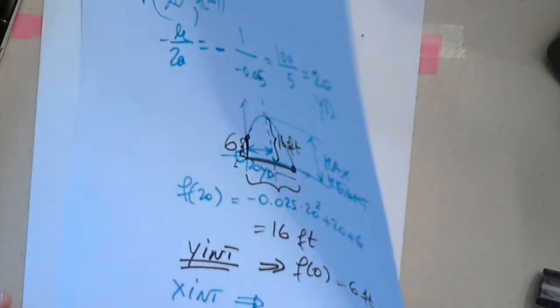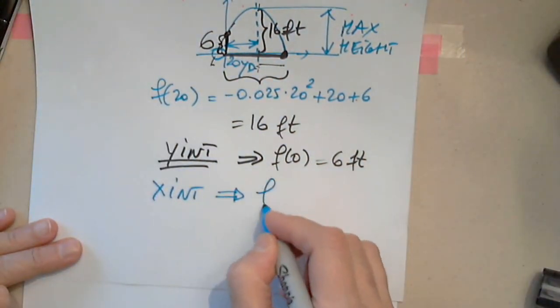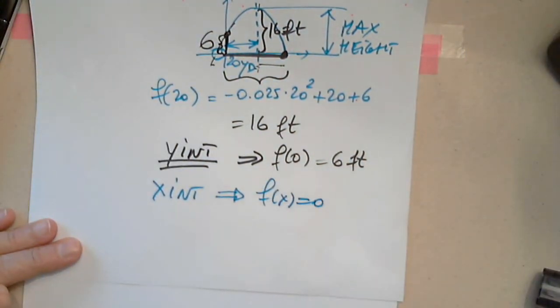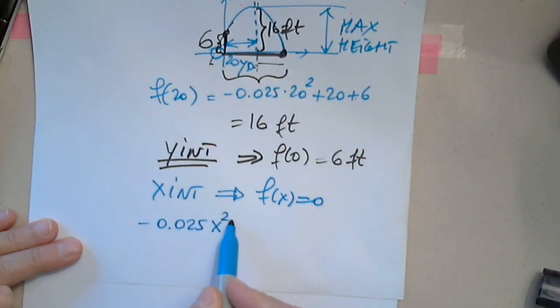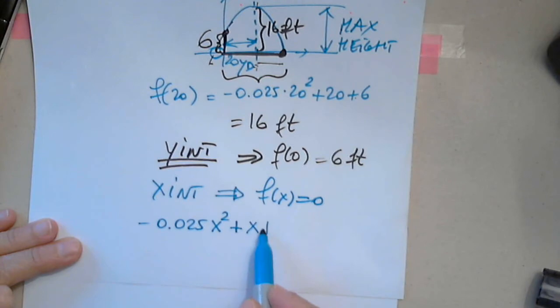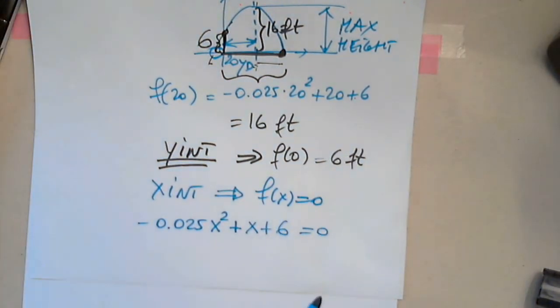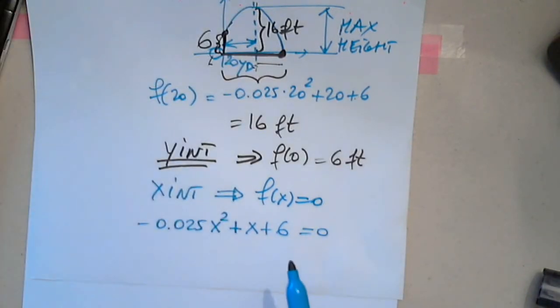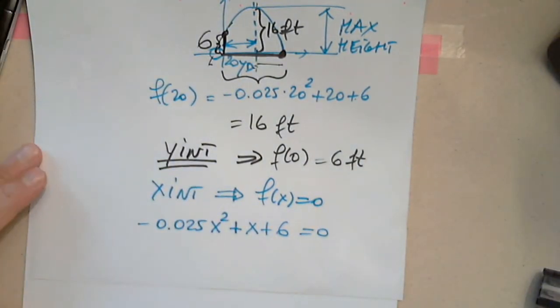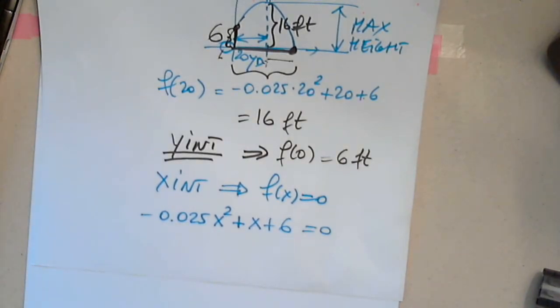The quadratic formula. Yes, but because I have to set f of x equal to 0. So f of x is negative 0.025 x squared plus x plus 6 equals 0. I think that that was the function. Yes. You know me, I do a lot of preparation before I put this in the quadratic formula. Do you have to go through all those steps? Not necessarily. I recommend them though.